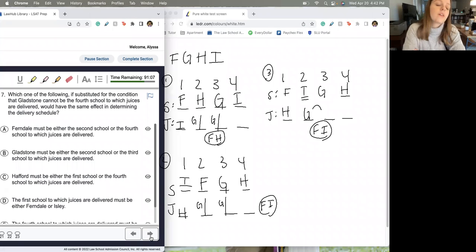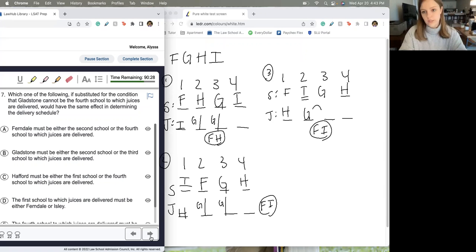But we'll go over this one. So which one of the following, if substituted for the condition that G cannot be the fourth school to which juices are delivered, would have the same effect in determining the delivery schedule? Okay, so this substitute question, I'm thinking of a couple of things. First off, when we do substitute questions, we need to make sure that we're creating the exact same diagrams. When we're substituting something, it means that we can't have any new diagrams. We can't have any old diagrams eliminated. So we have to substitute exactly, like the three little bears, exactly perfect.